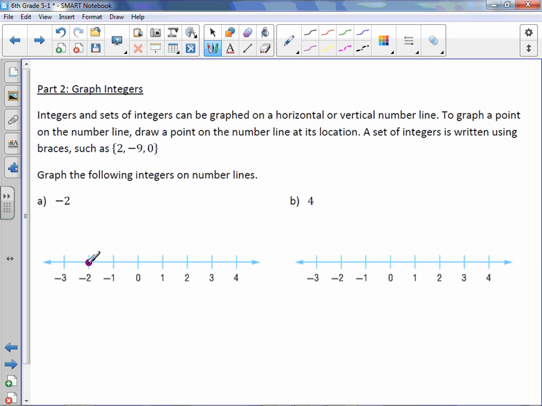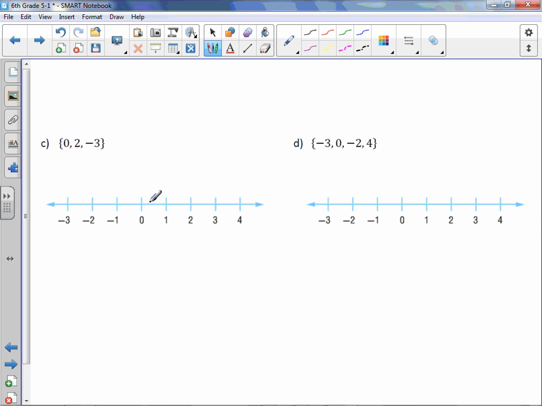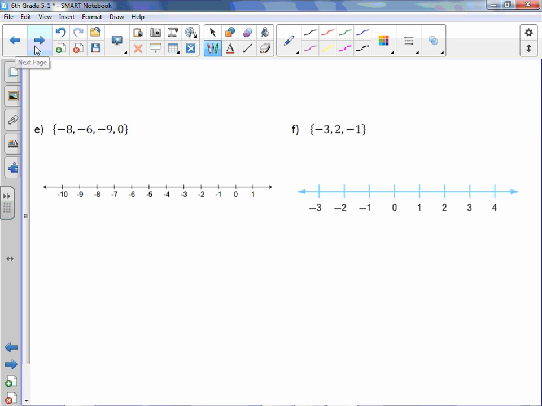So -2 is right there. +4 is there. I have 0, +2, and -3. Make sure you plot all of them. Letter D, I have -3, 0, -2, and 4. Letter E, -8, -6, -9, and 0.